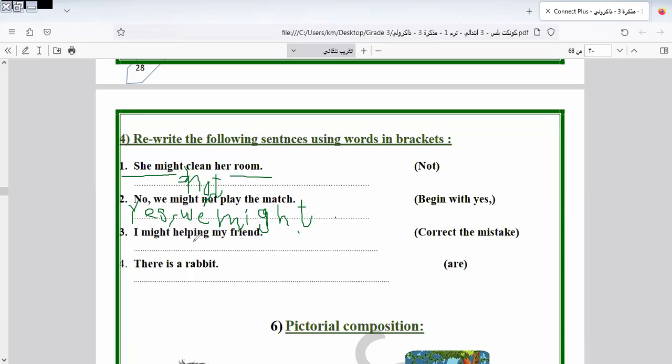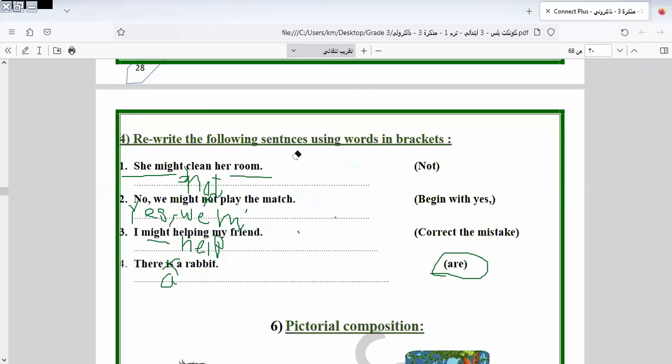Correct the mistake. Might helping. Without thinking, it will be help. Why? Because as we told you before, modals must be followed by what? Must be followed by the infinitive form. Here we use are. So here I omit is and a, and I put are here, and it will be rabbits, not rabbit, it will be rabbits, okay? This is the answer of this sentence.